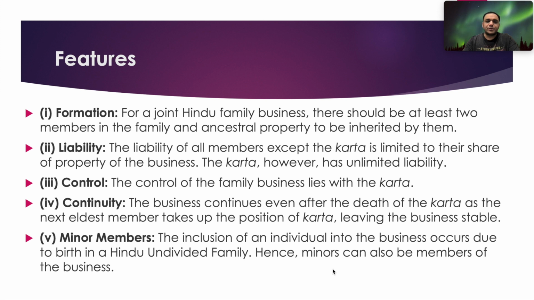Third, control. The control of the family business lies with Karta. Number four, continuity. The business continues even after the death of Karta, as the next eldest member takes up the position of Karta, leaving the business stable. Number five, minor members. The inclusion of an individual into the business occurs due to birth in a Hindu undivided family. Hence, minors can also be members of the business. These are all the features of joint Hindu family business.